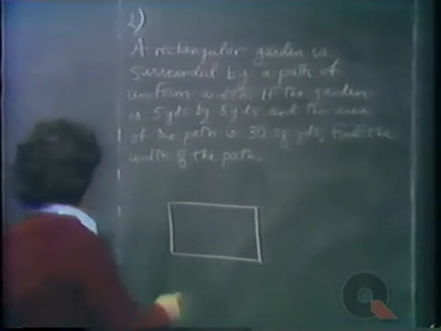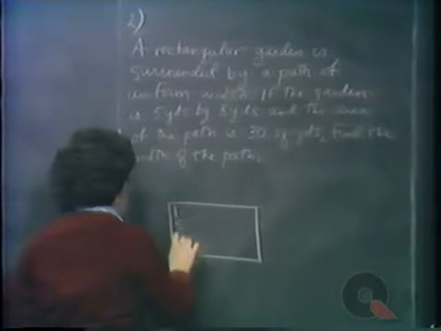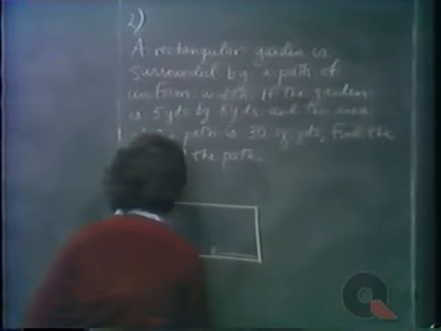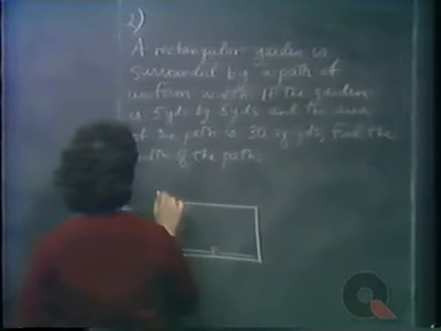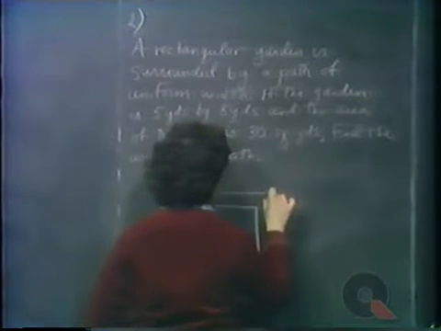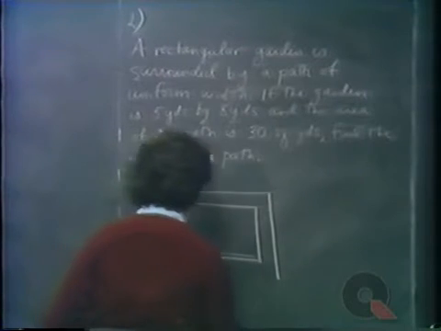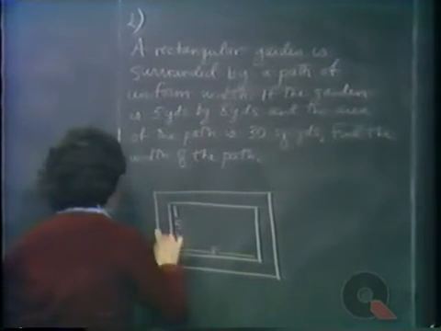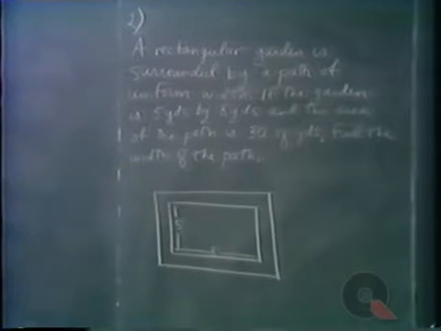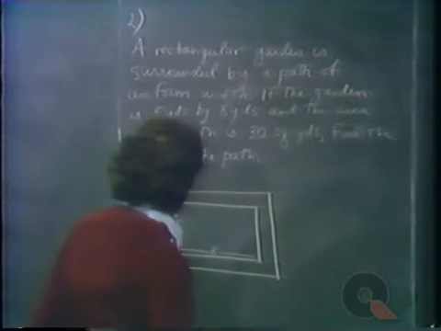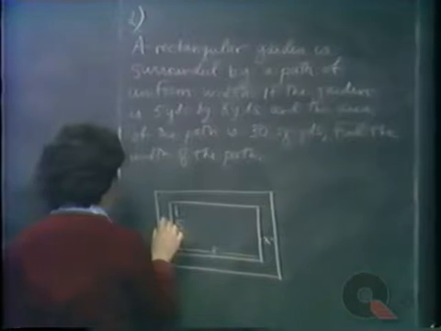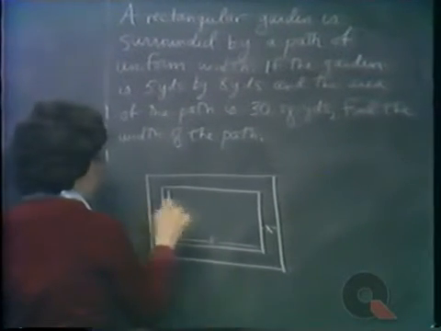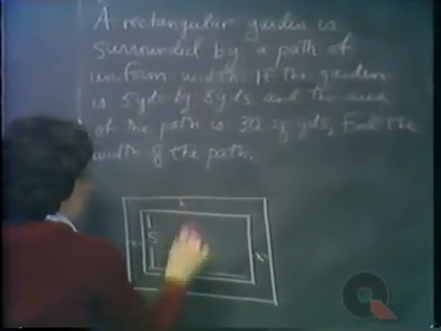Let's say we have a garden which is 5 yards by 8 yards, a rectangular garden. We have surrounding it a path of uniform width, something like this. And we're trying to find the width of the path. Let us denote the width of the path by x. In other words, x represents that quantity, and since the path has uniform width, this as well, this, and this.